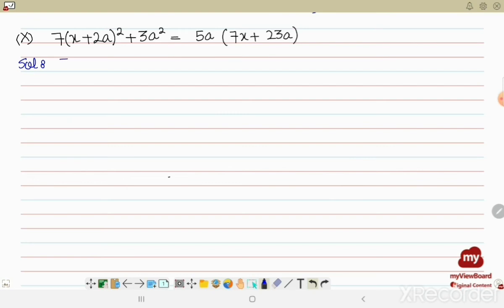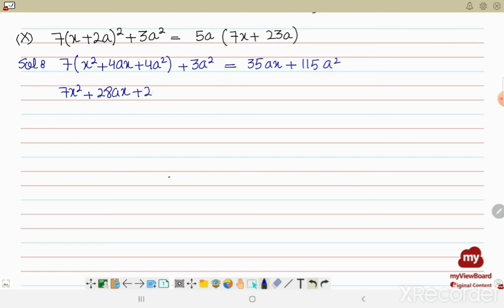Let's open up the squares. This is the first algebraic identity. It will be a square plus 2ab plus b square. So it will have 4ax plus 4a square, like this. And let's write down the remaining terms. On the right hand side also we'll open up the bracket. 7 5 times is 35ax, and it will become 115a square. Let's open up the bracket. It will become 7x square, 28ax, and 28a square plus 3a square.